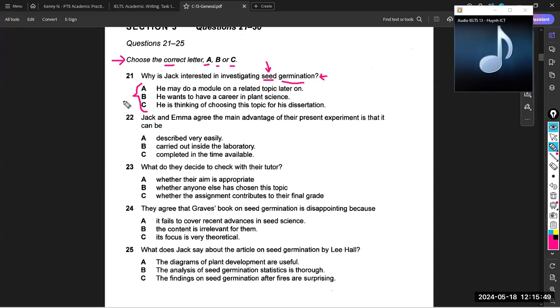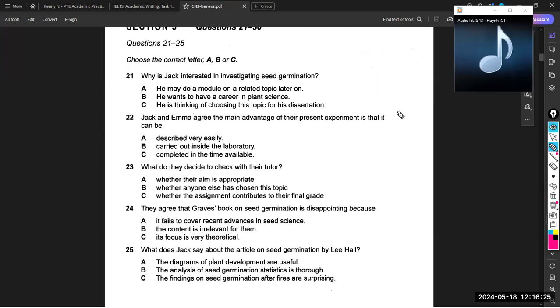Now listen carefully. I know you're hoping to work in plant science eventually. This is it: he wants to have a career in plant science. Maybe it is B, because this is what she said. But what, Jack? Practically everything we do is going to feed into that. So that is not the main reason. So it is not B.